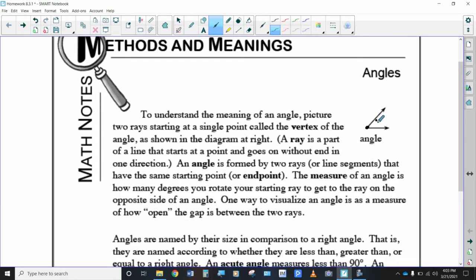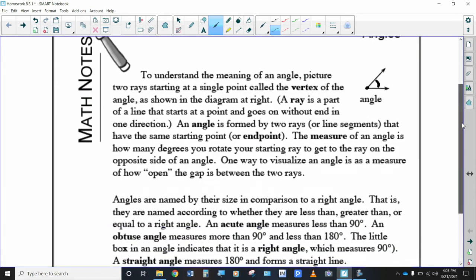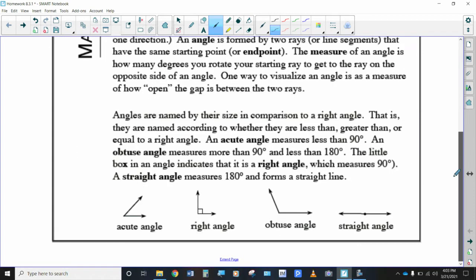And so this is what we're measuring on the inside. And we use a protractor to measure the number of degrees in an angle like this. This one looks like it's close to 45 degrees, but we would need the protractor to know for sure. And then you've got the classifications for angles.